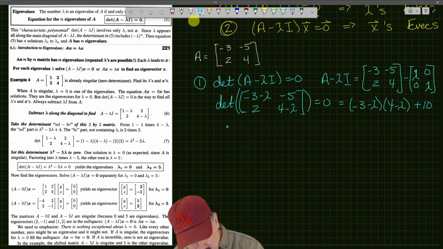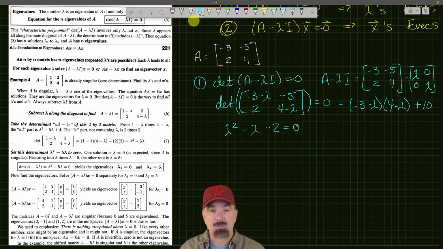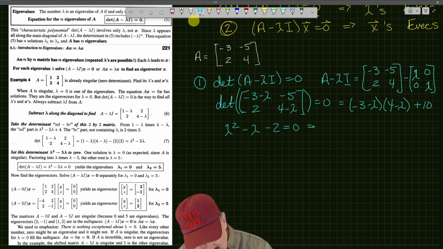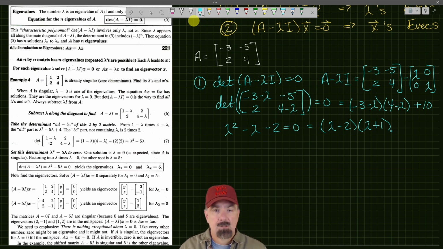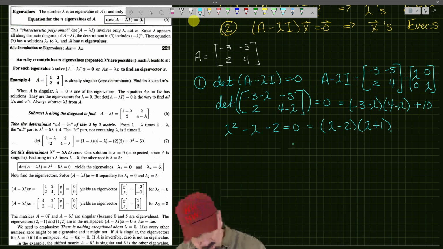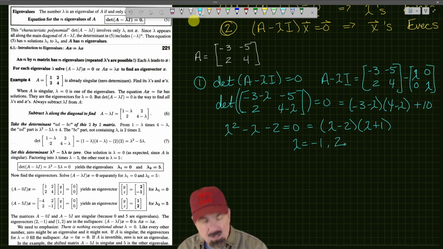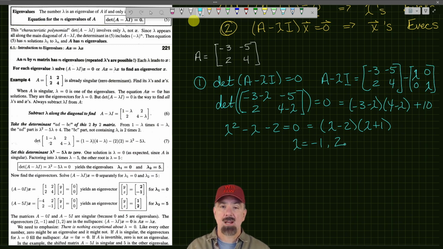And now we just do a little bit of expansion here. We have lambda squared, and then -4 lambda plus 3 lambda is going to give us negative lambda, and then we have -12 plus 10, minus 2, is equal to 0. This is easy enough for us to factor. We can see that we have (lambda - 2) and (lambda + 1). And then we know right off the bat lambda is equal to -1 and 2. Those are the two solutions to this quadratic polynomial.